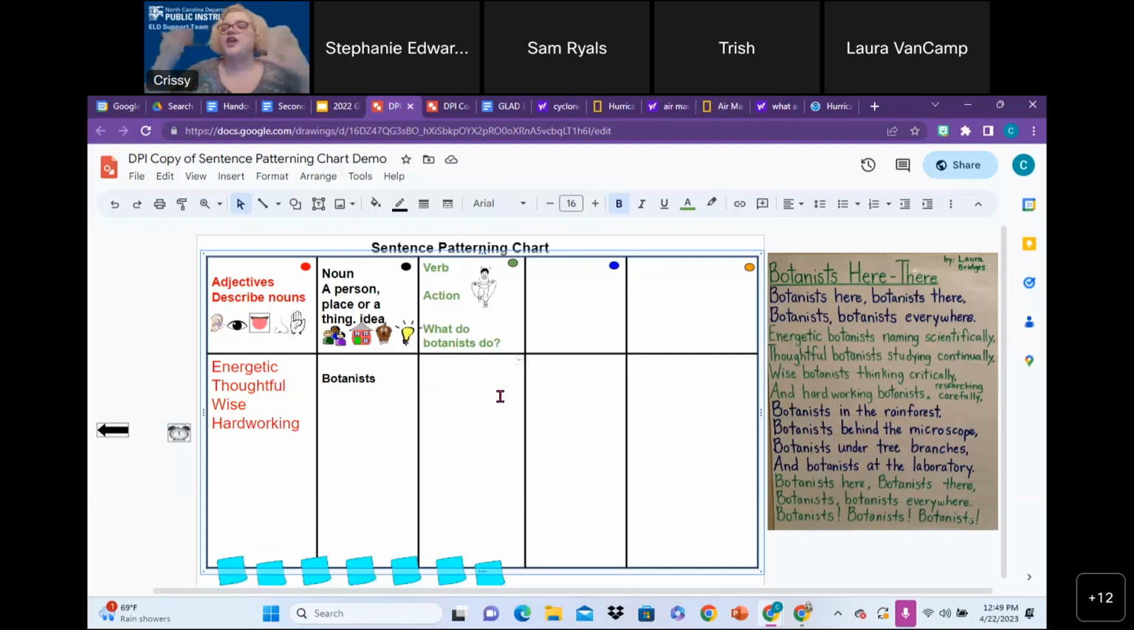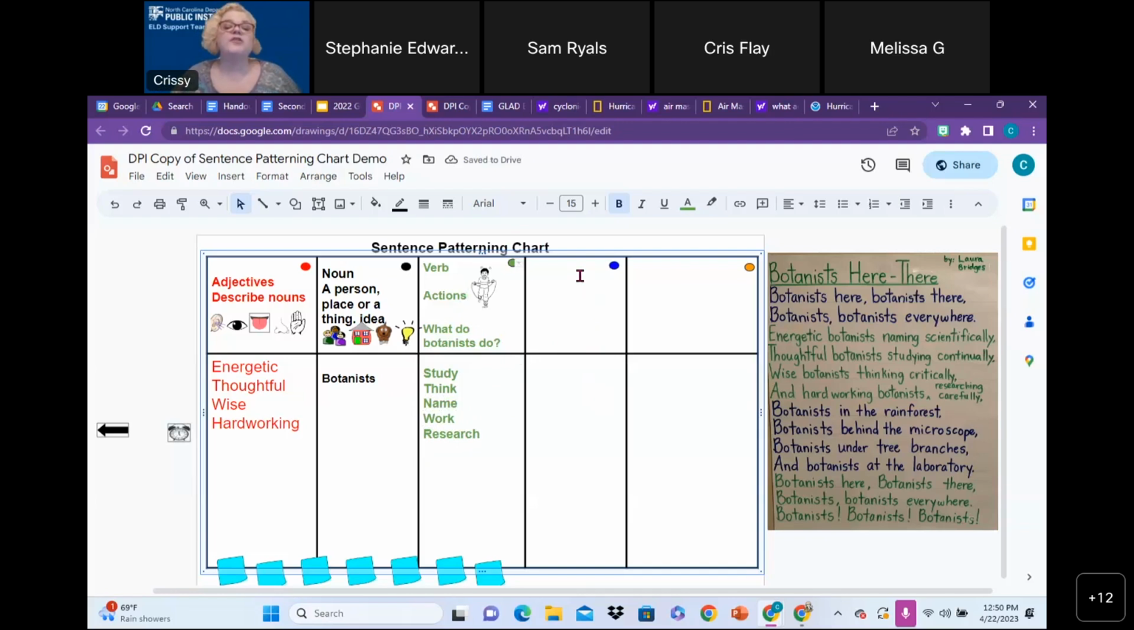Or others just share. Just tell me, what do botanists do? Studying. They study. Good job. I heard someone say they think. What else did they do? Naming. They name. Good job. What else? Work. Search. They work, they research. Good job. You guys did an awesome job with those verbs. Those botanists do lots of actions. Good job.